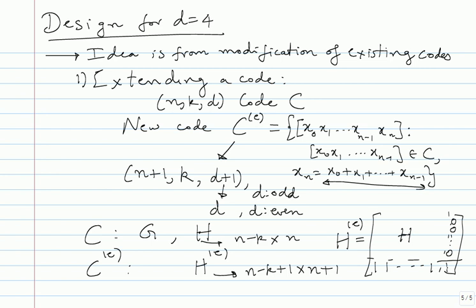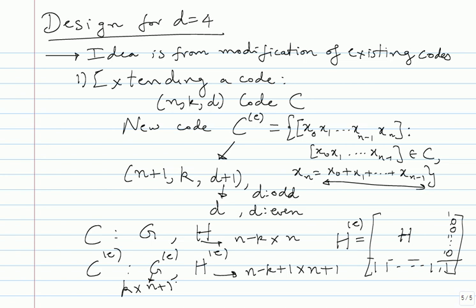Generator matrix, what will you do? What will you do with the generator matrix? Suppose I had a generator matrix G here. What will be the dimensions of GE? k by n plus 1, right? So it's very easy actually also to come up with a generator matrix.